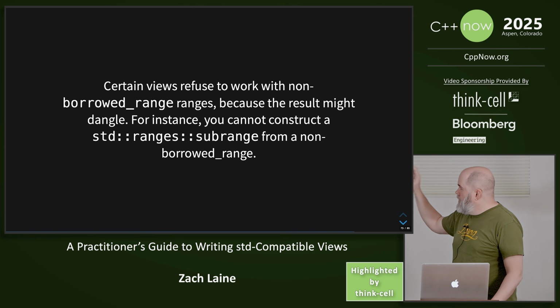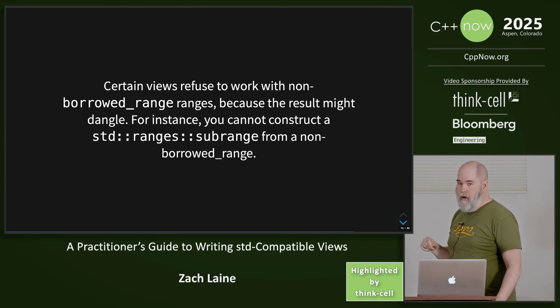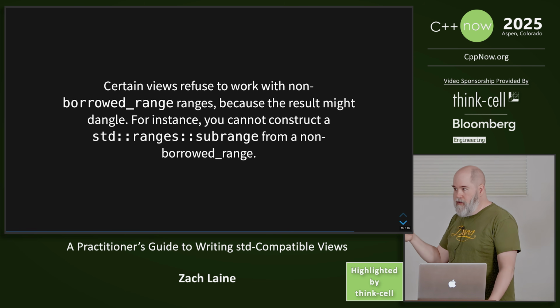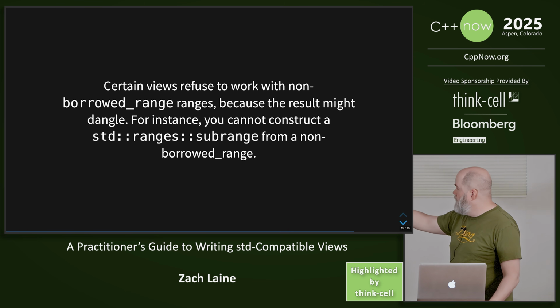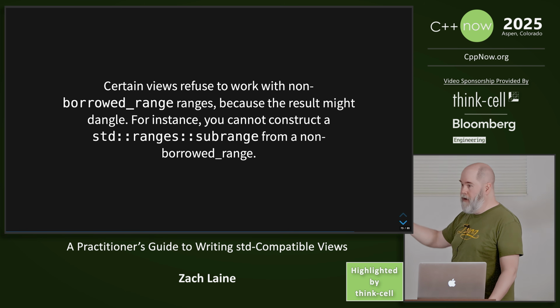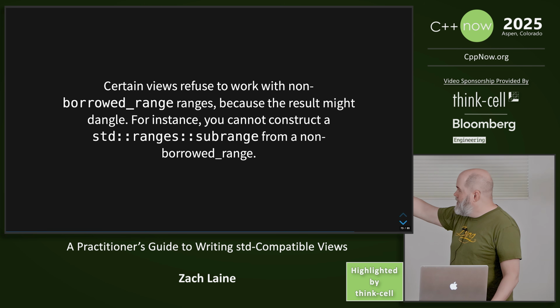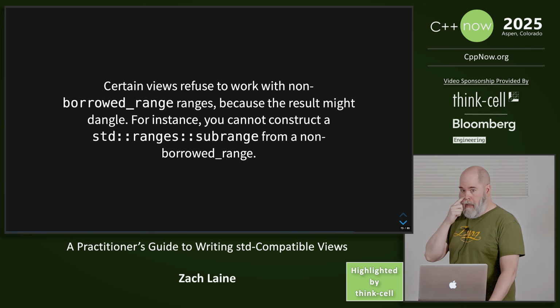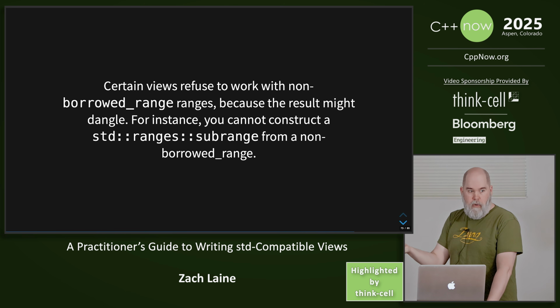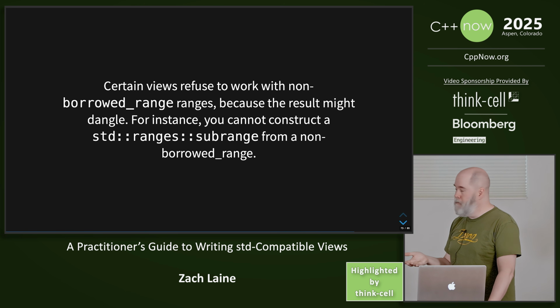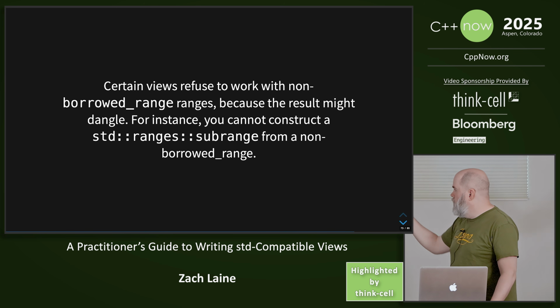But along those same lines, certain views just don't work with non-borrowed ranges because they know that there's this propensity for dangling, right? So for instance, if you try to construct a subrange straight from a range, that works unless the range is not borrowed. And then it says, well, I can't make this thing where I am advertising that I'm always a borrowed range from this non-borrowed range, because that would be breaking one of my invariants. Okay, so that's just one example.